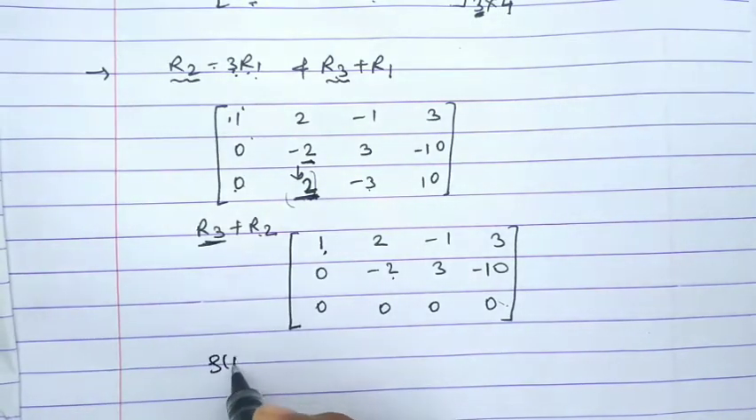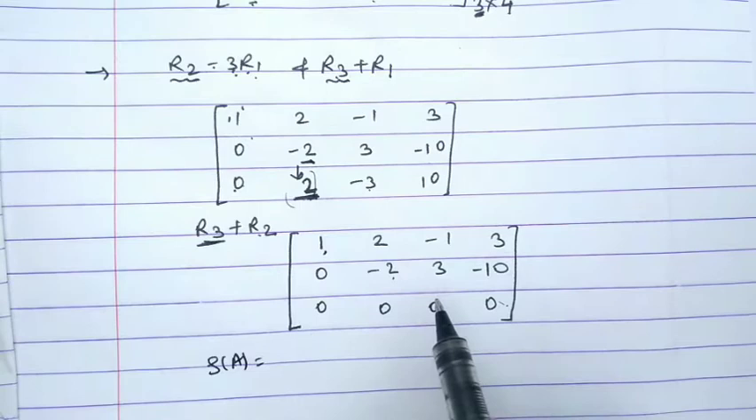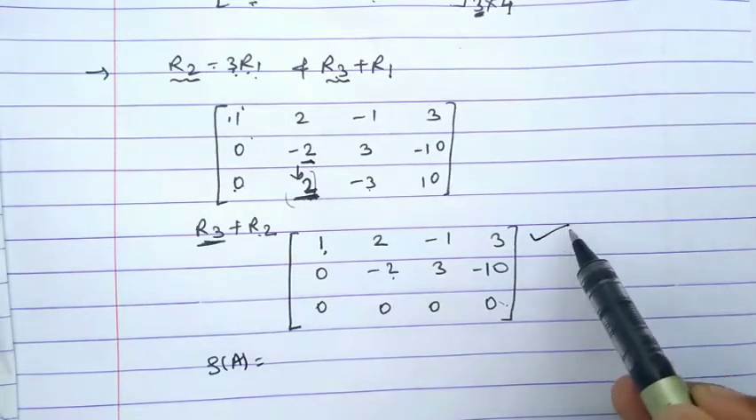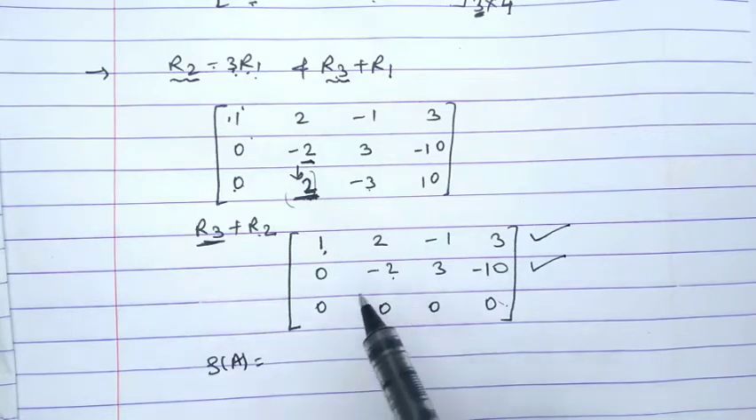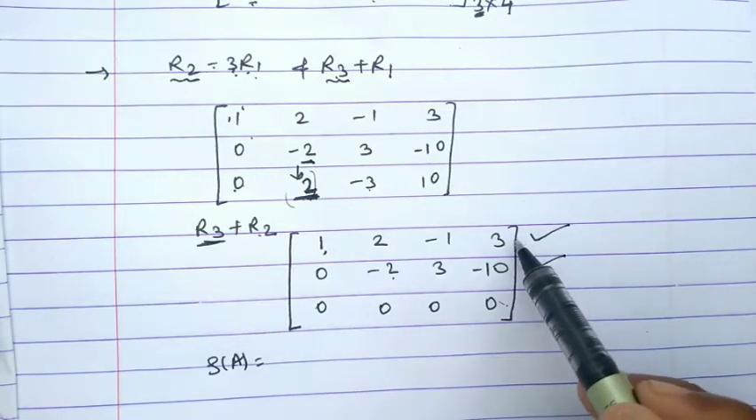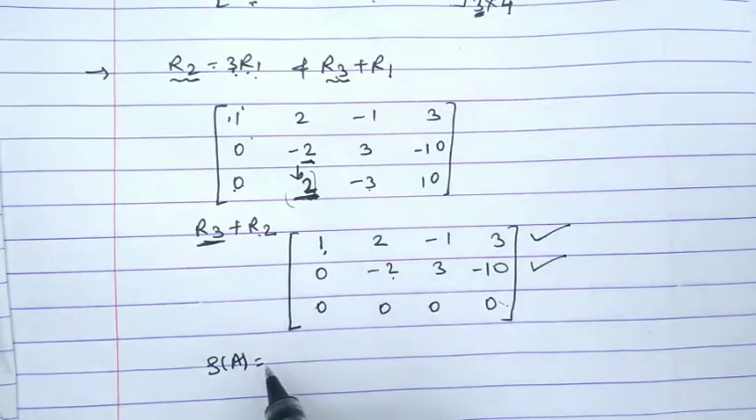So what is the rank of this matrix? It is the number of non-zero rows. First row is non-zero, second row is non-zero and third row is a 0 row. So don't count it. So there are 2 non-zero rows. So the rank of this matrix is 2.